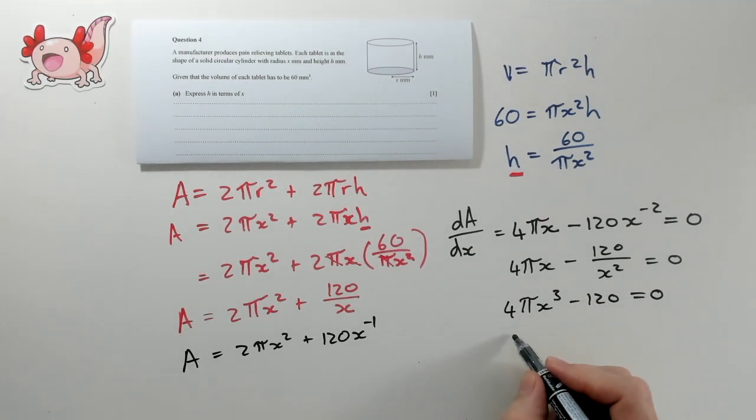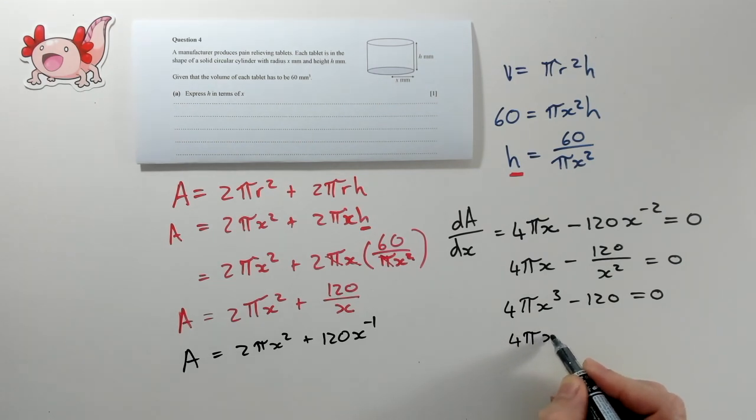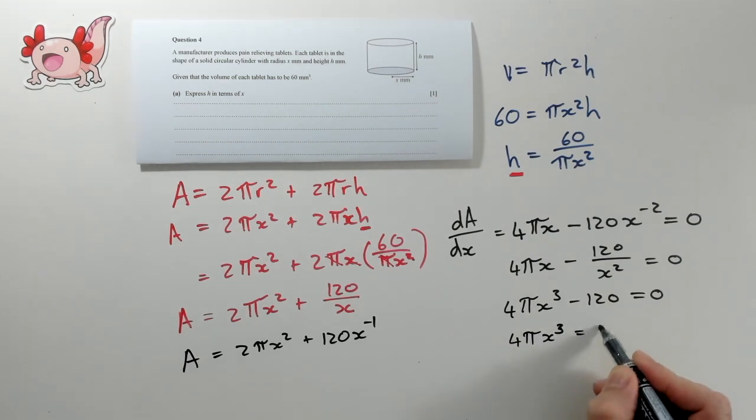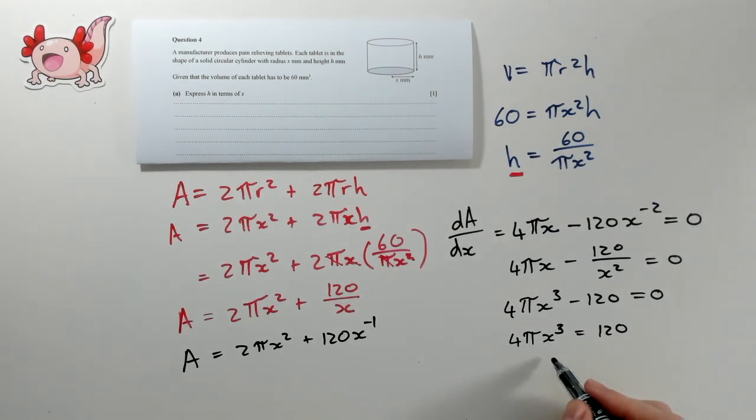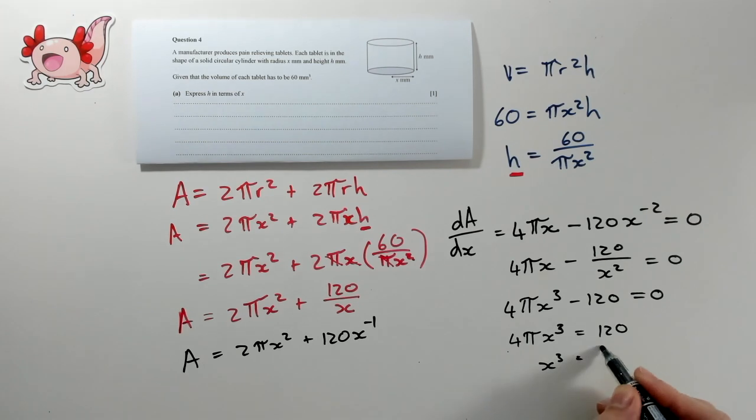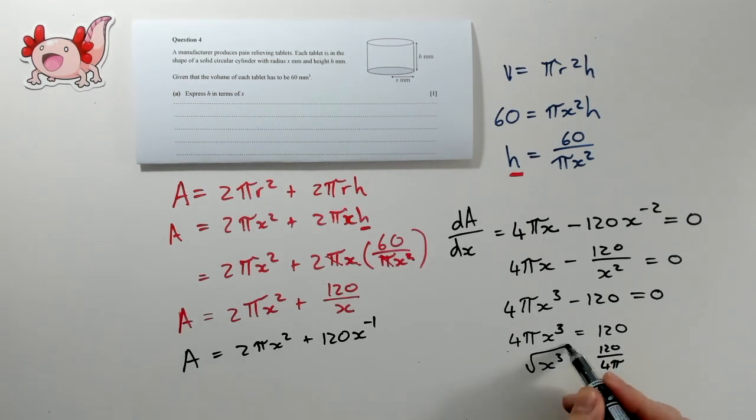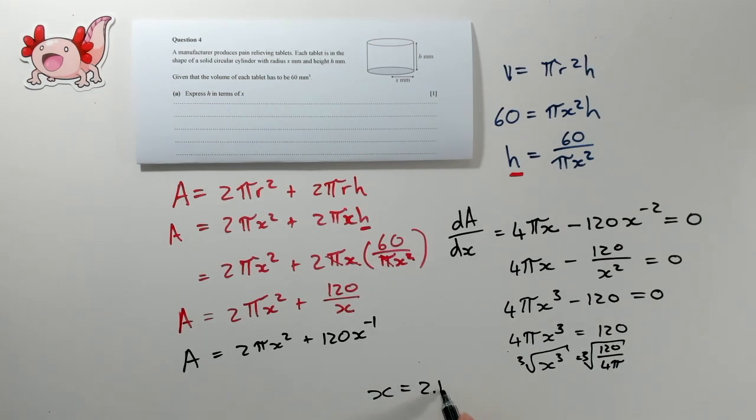And now I can see, well, this should probably just be easy. So 4 pi x cubed is going to be 120. I'm going to divide both sides by 4 pi. So x cubed is going to be 120 divided by 4 pi. And then I'm just going to take the cube root on both sides, and x would be equal to, if you put in your calculator, 2.12. Okay, that was simple enough.